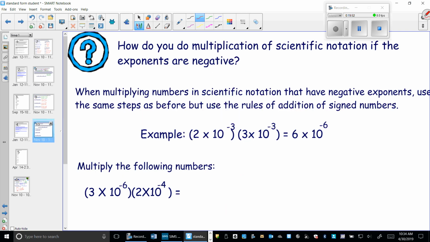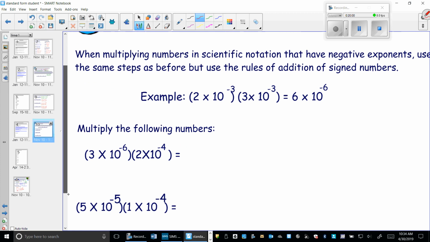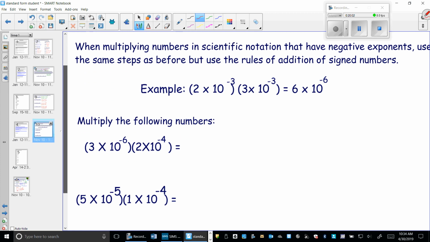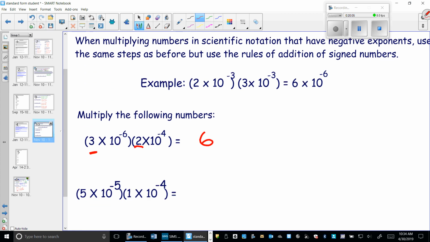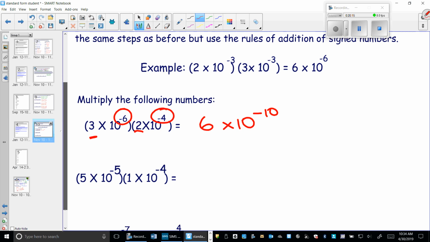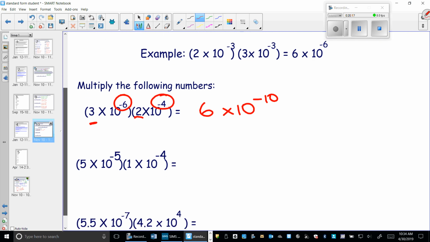So let's have a quick look here. These are the ones with the negative numbers. As I said earlier, the rule is just the same. So we've got 3 multiplied by 2 is 6, and then multiplied by 10 to the power, and we're going to add negative 6 plus negative 4, which is negative 10. So it goes down. You don't do 6 plus 4, no, because it's negative 6 plus negative 4.